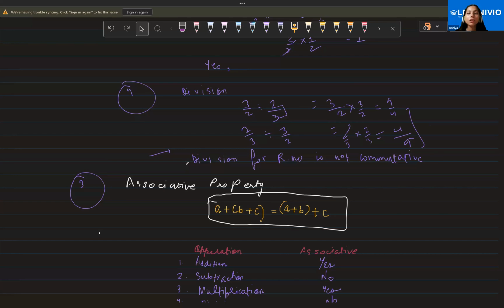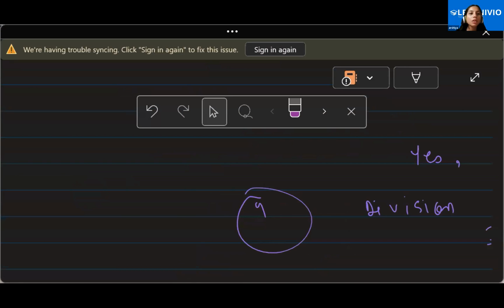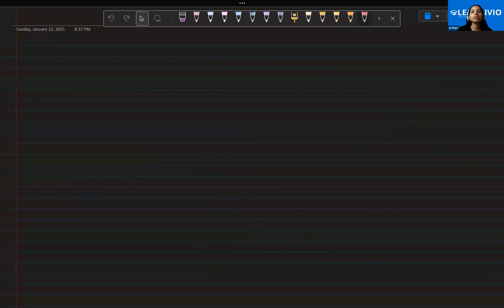We'll be starting the first chapter, which is rational numbers. Has the teacher started that chapter? Yes, ma'am. We've already started that one. Alright, so we're starting with the chapter rational numbers.